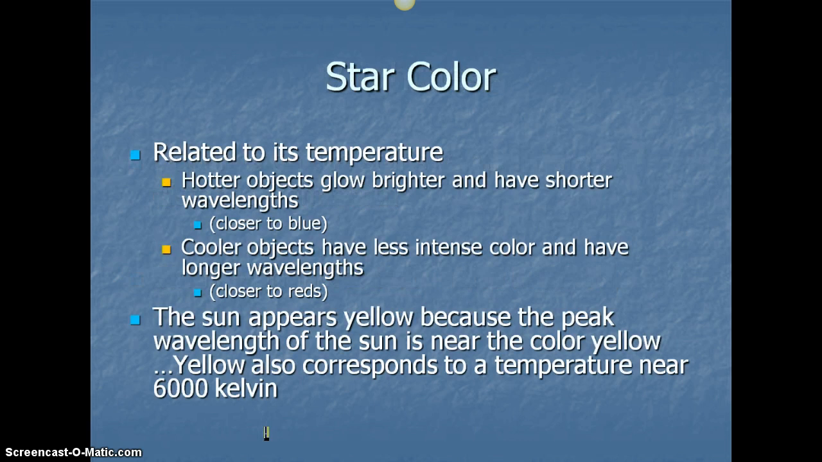Star color is related to its temperature. Hotter objects will glow brighter and have shorter wavelengths, so they're closer to blue. Cooler objects have less intense color and longer wavelengths, so they're closer to red. The sun appears yellow because the peak wavelength of the sun is near that color yellow.